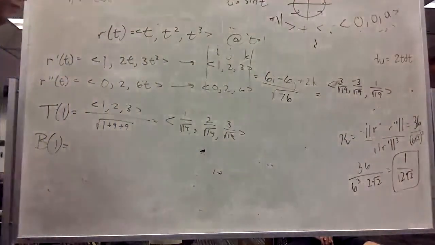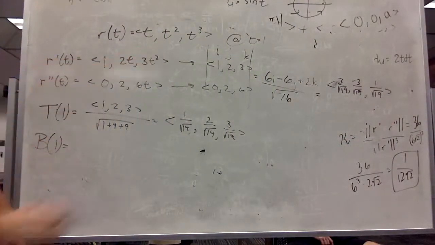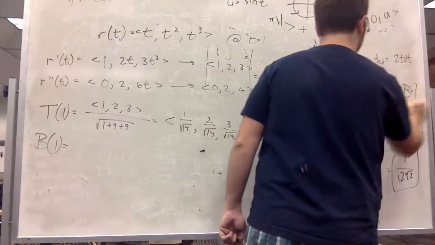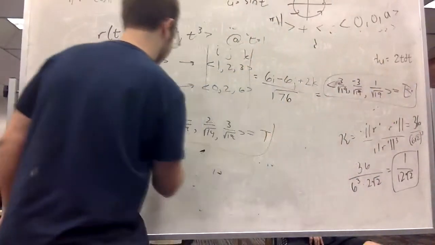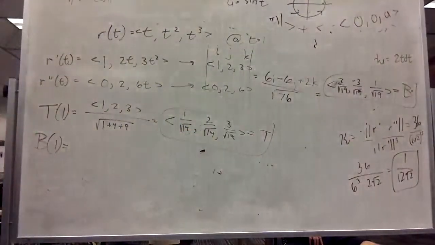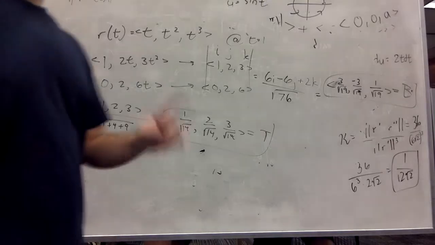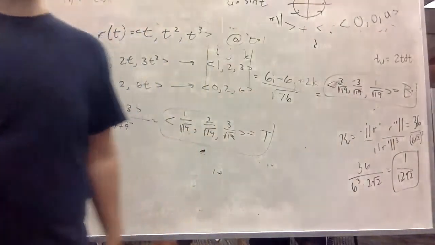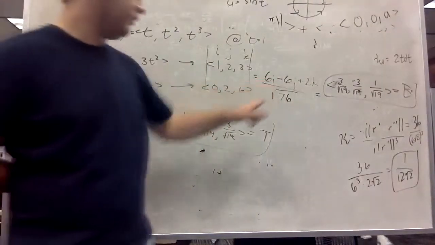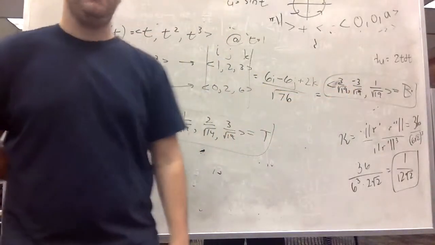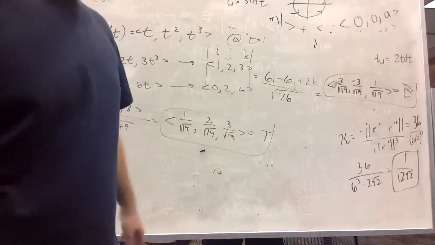It doesn't look right. I feel like I went wrong somewhere, but whatever. All right, so that's B. This is T. But then, what does that mean? How do I get N from B and T? Cross them. I'm going to do B cross T. Now here's what you're probably thinking: ugh, gross.